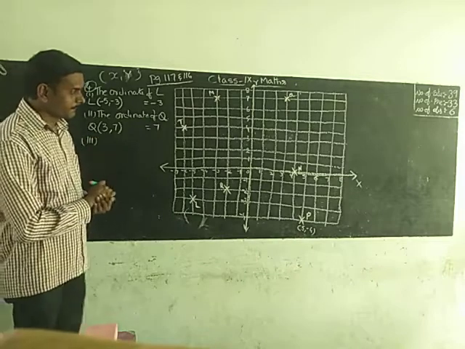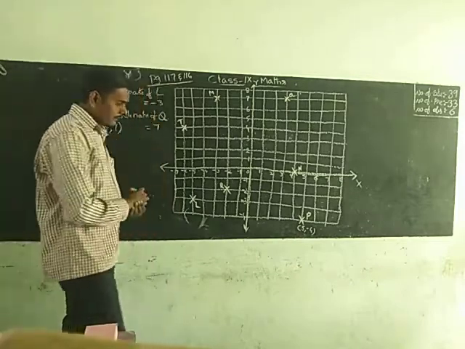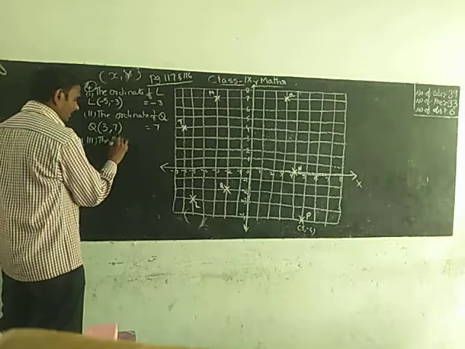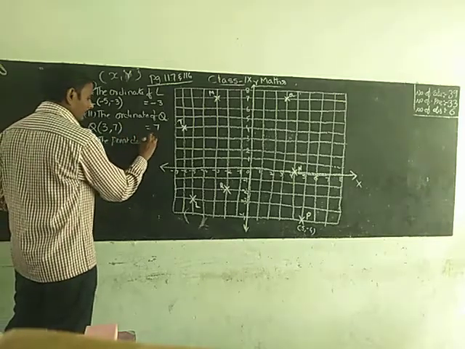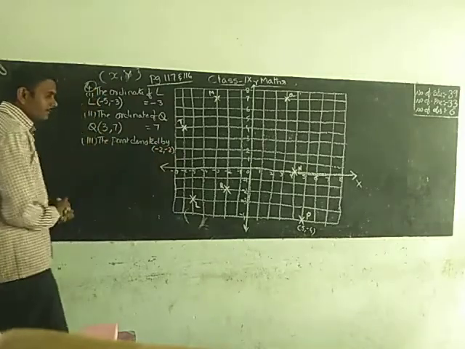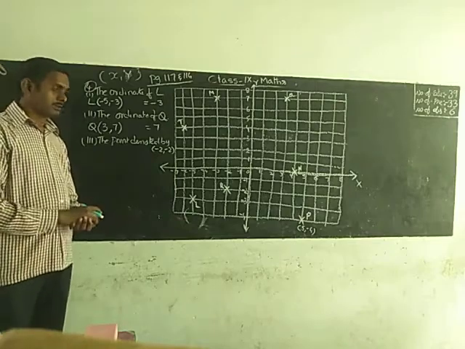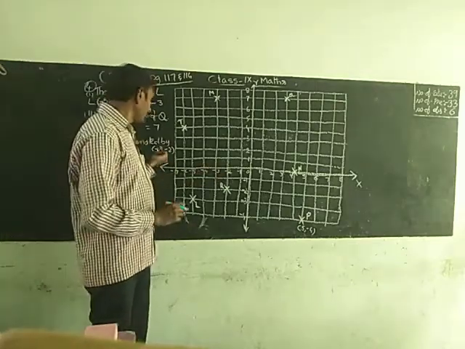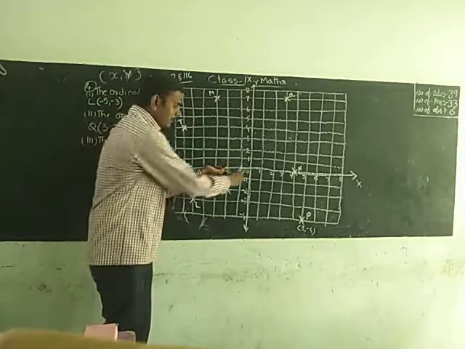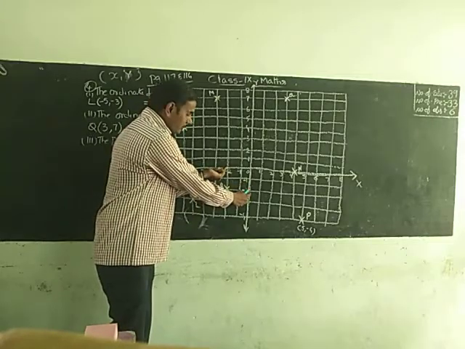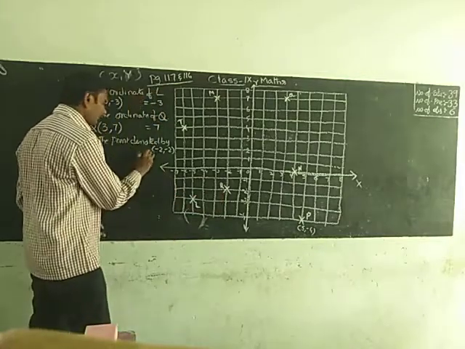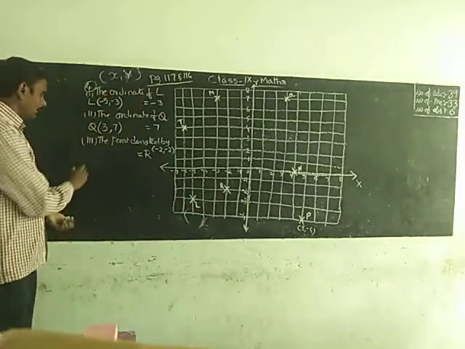Next, the third question: the point denoted by -2, -2. By which point do we denote it? On the x-axis it is -2, and on the y-axis also -2 units of distance. Both meet at one point. That is represented by which point? Point R.